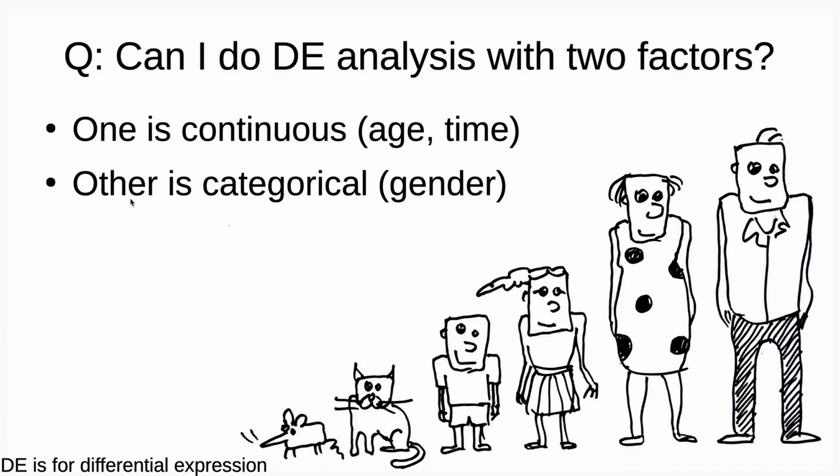Hi, the question for this video will be, can we do differential expression analysis with two factors, where one is continuous like age and the other is categorical like gender? And this is not an exotic question, it's very common for human studies.